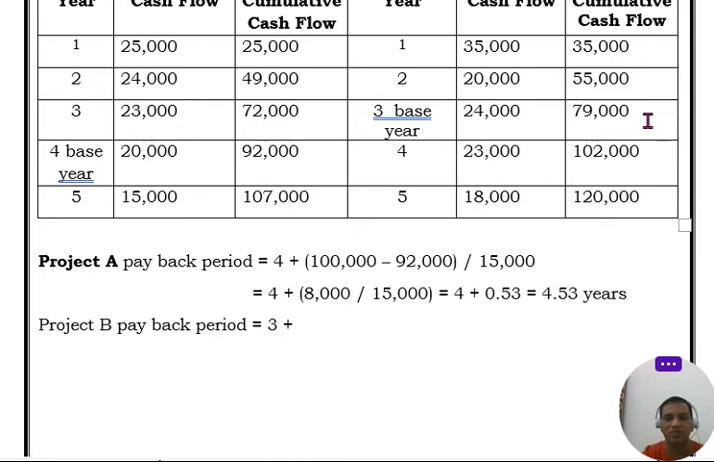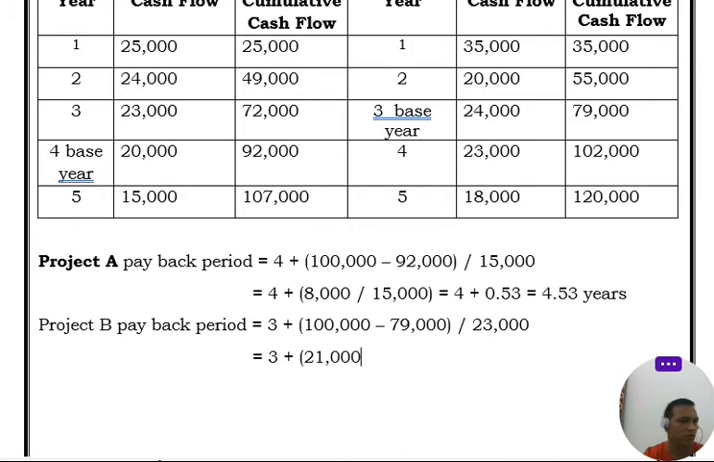Still, how much is the balance? 21,000 is the balance. How will you get 21,000? I am writing here: cost of the project 100,000 minus the cumulative cash flow of the third year, that is 79,000, divided by the next year cash flow. Next year means the 4th year. The 4th year cash flow is 23,000. Again I am writing here: 3 plus 100 minus 79 means 21,000.